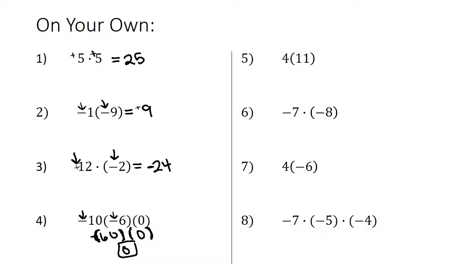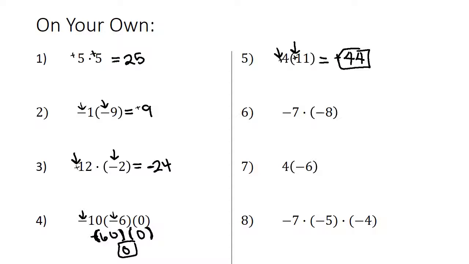Again, we come down here and we can see in problem number 5, we have 4 times by 11. And when we have 4 times by 11, we're going to end up with 44. And now we need to know if it's positive or negative. So we see this is a positive and this is a positive. Multiplying it by the same sign gives us a positive answer.